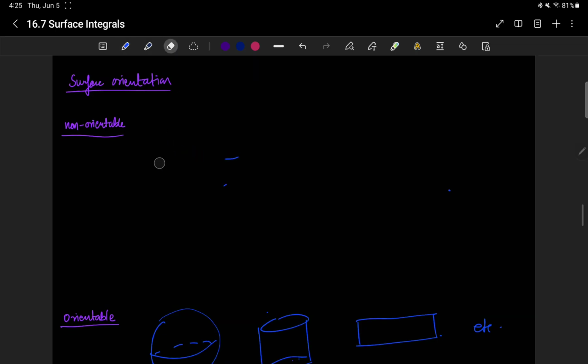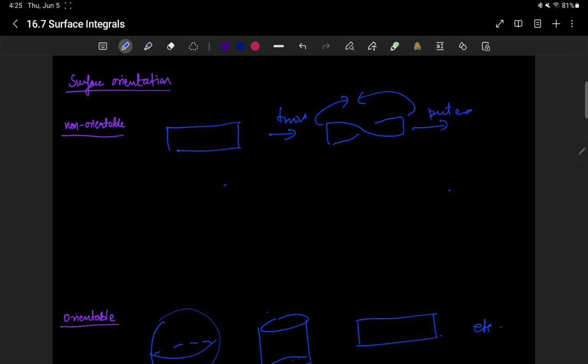So what a Mobius strip is, you take a rectangle, you give it a twist, and you tie the ends, or you put the ends together. When you do that to the rectangle, you get a shape called a Mobius strip. And the idea of a non-orientable surface is that this only has one surface or one side.